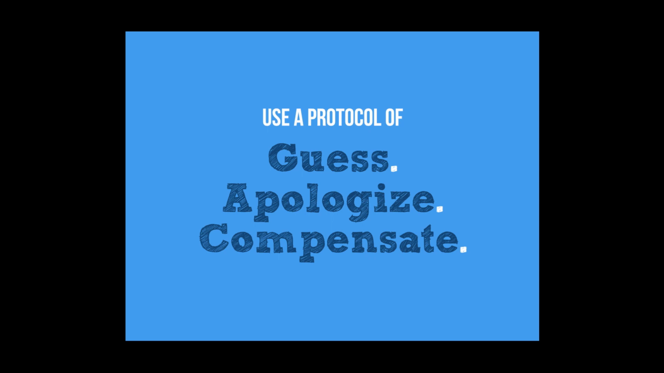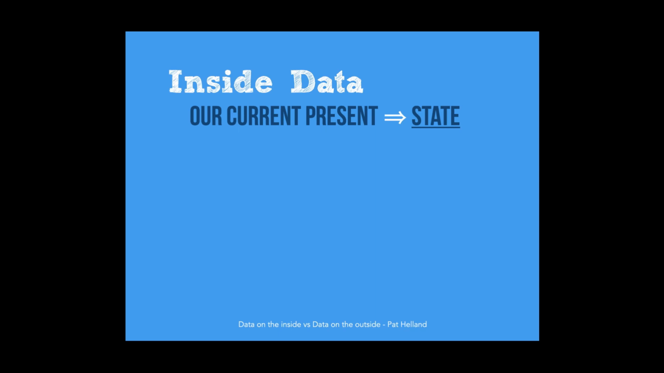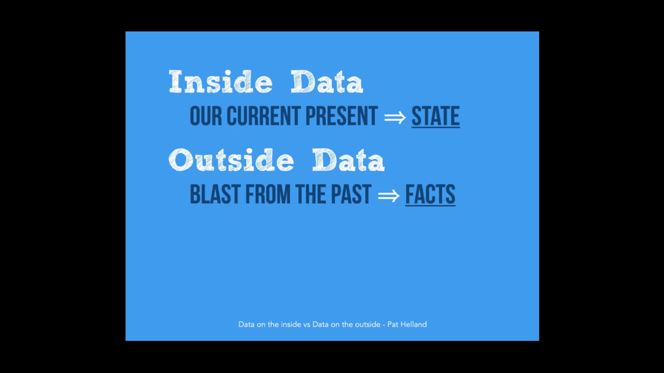Again, guess, apologize, compensate. And Pat Helland, once again, has defined a really nice framework, I think, or conceptual model, for how to think about systems like this, where you have inside data. That's our current present. That's the state we have in our system. And then you have outside data. That's what he calls blast from the past. That's the facts that are arriving into our system. We're always looking into the past in a way, always trying to catch up.